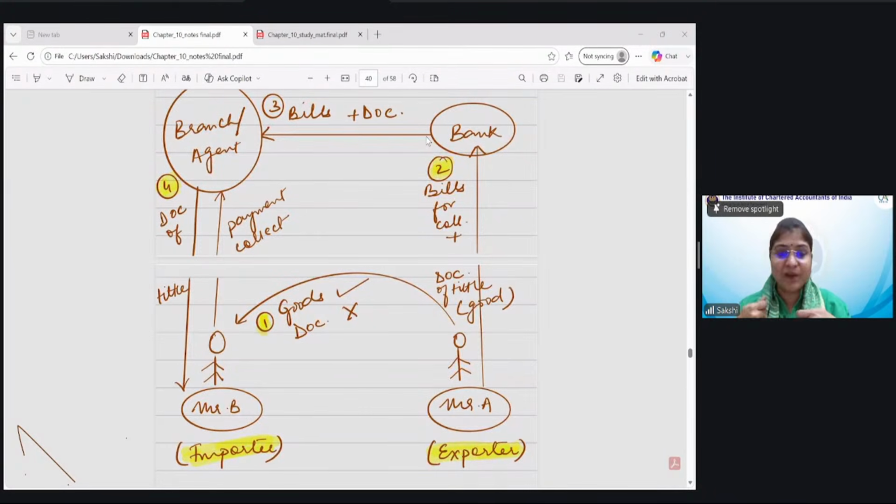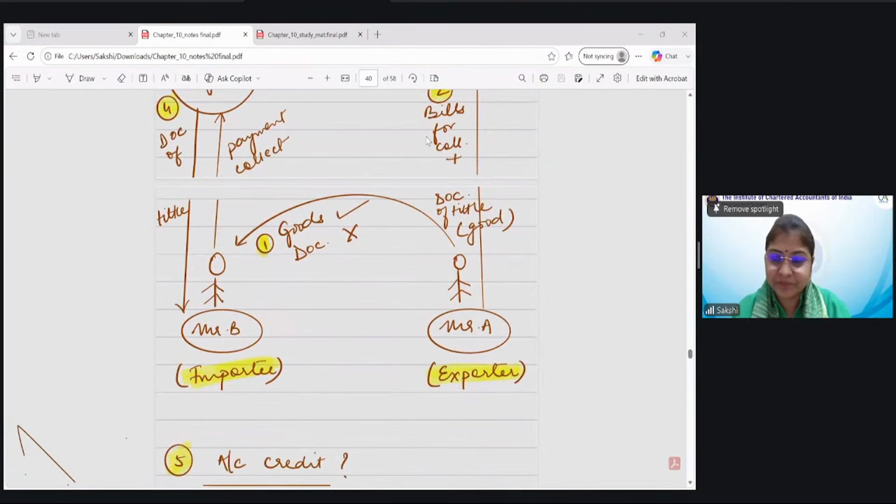Mr. B takes the documents because Mr. B can't hold the goods without the documents. The goods' title will not be transferred to him. Who will get to know that he has purchased the goods or he has stolen the goods? Without the documents, the goods are not yours. So documents are very important. So Mr. B pays the amount and takes the documents. Are you understanding this story?